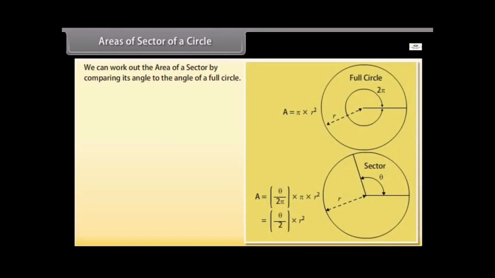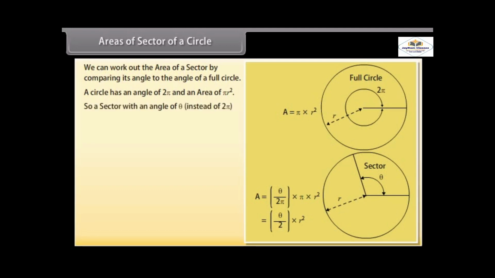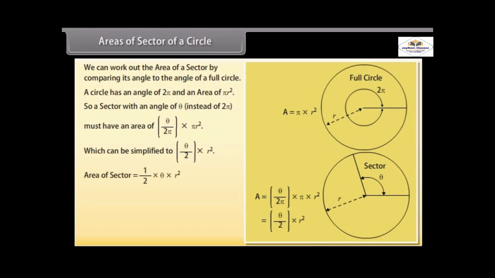We can work out the area of a sector by comparing its angle to the angle of a full circle. A circle has an angle of 2 pi and an area of pi r square. So a sector with an angle of theta instead of 2 pi must have an area of theta upon 2 pi whole into pi r square, which can be simplified to theta upon 2 into r square. Area of sector is equal to 1 upon 2 into theta into r square when theta is in radians. Area of sector is equal to 1 upon 2 into theta into pi upon 180 into r square when theta is in degrees.